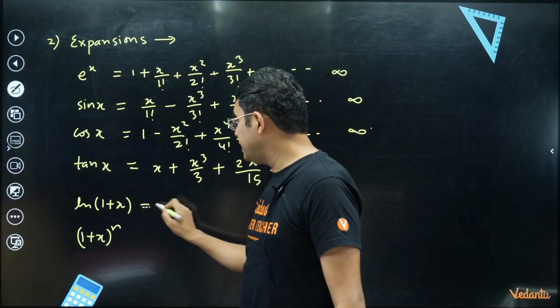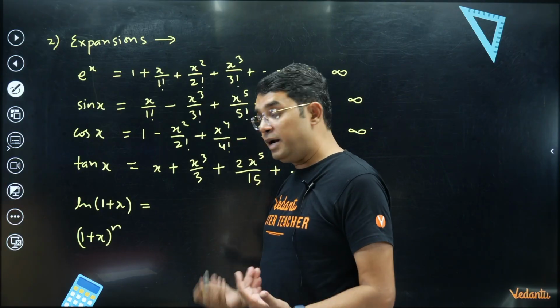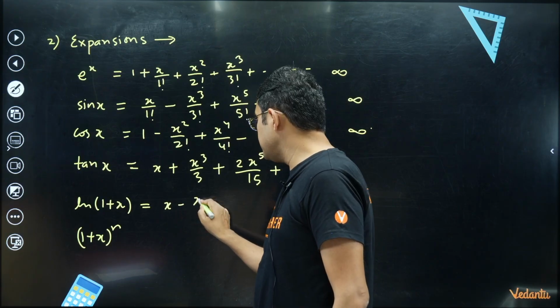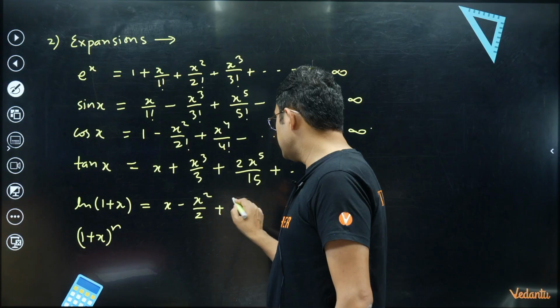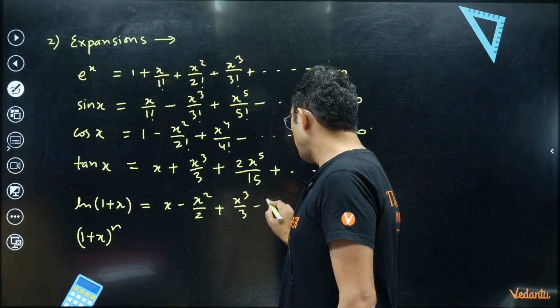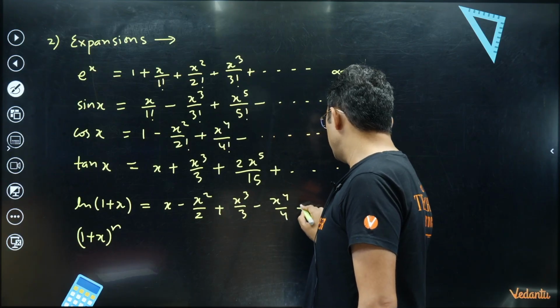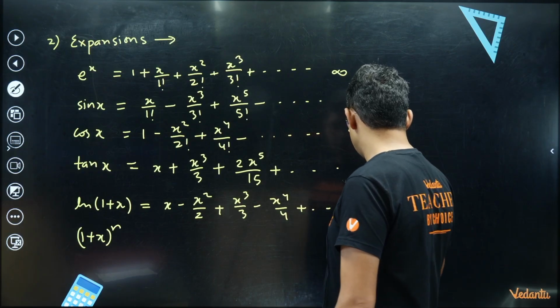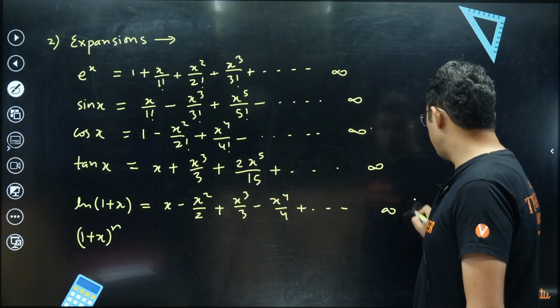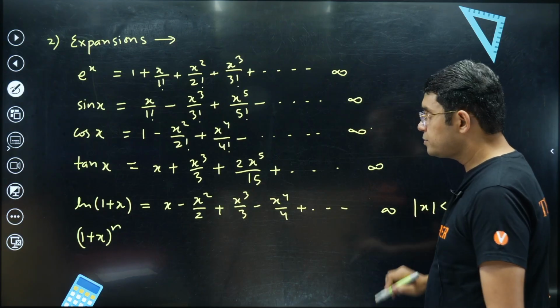For ln(1 plus x), again there is a pattern. You start with x, then minus x square upon 2, plus x cube upon 3, minus x^4 upon 4, and so on, going till infinity. This will be for mod x less than 1.